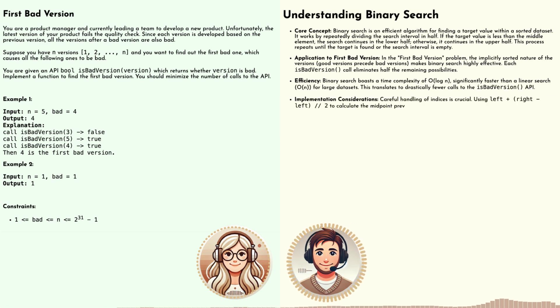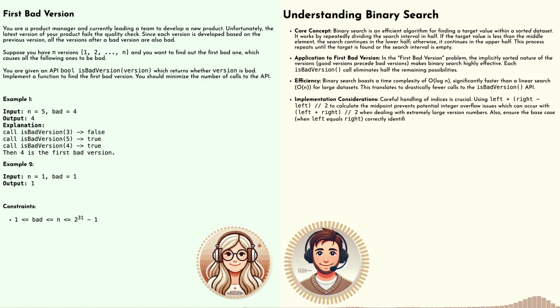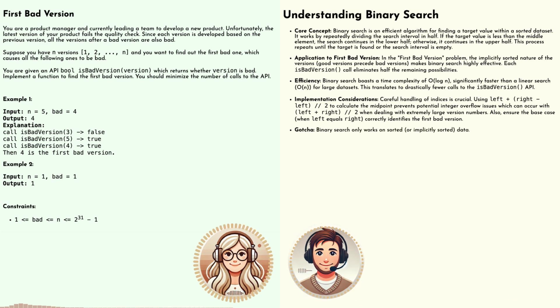Okay, I'm starting to see the light here. So instead of checking version 1, then 2, then 3, and so on, we would start by checking the middle version. Exactly. Imagine a row of light bulbs. Good versions are off, bad versions are on. You want to find the first one that's lit. So you start by checking the bulb in the middle. If it's on, the first lit bulb has to be to the left of it. If it's off, it's got to be to the right. That's a great analogy. I can see it now.